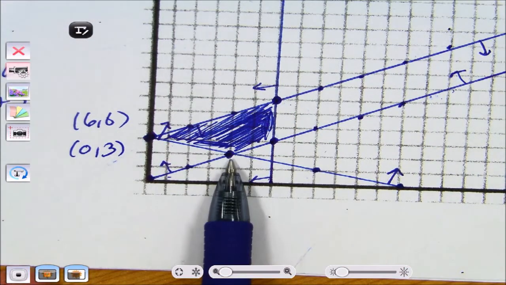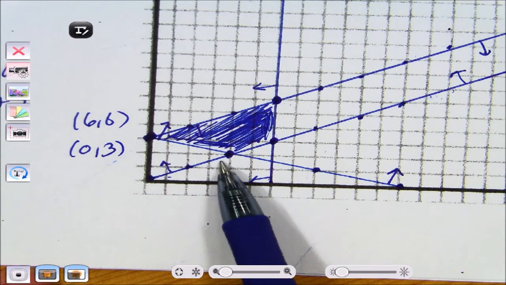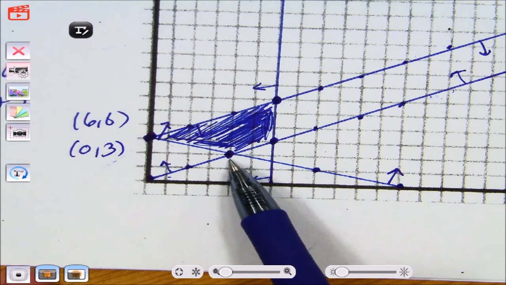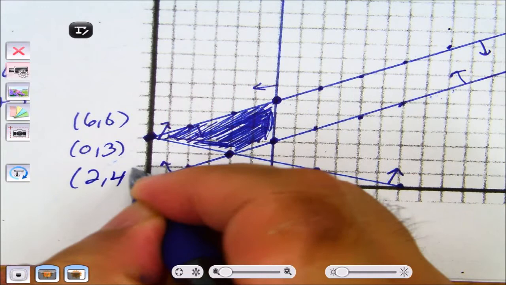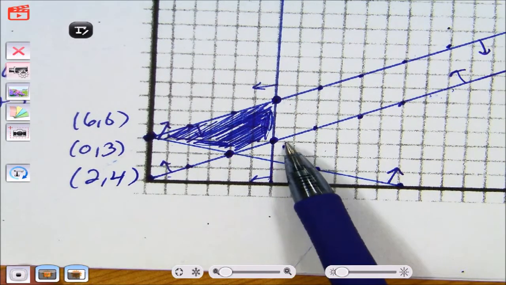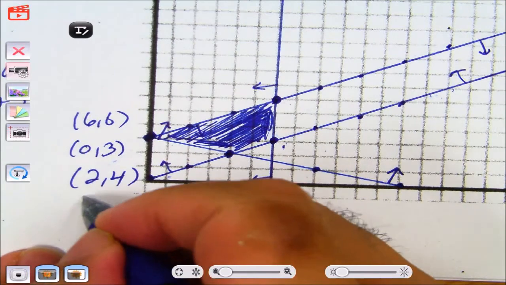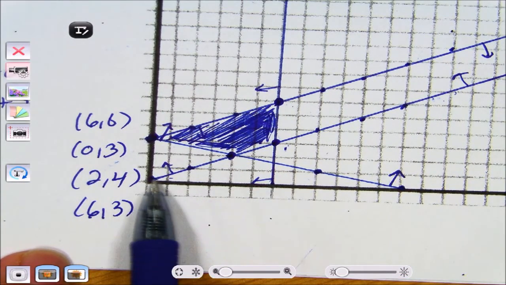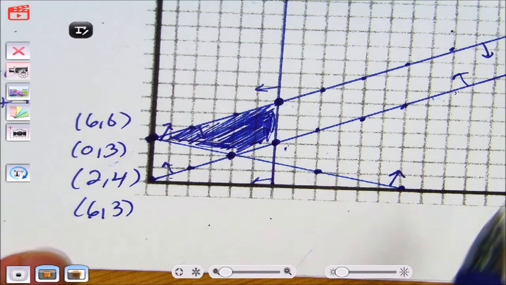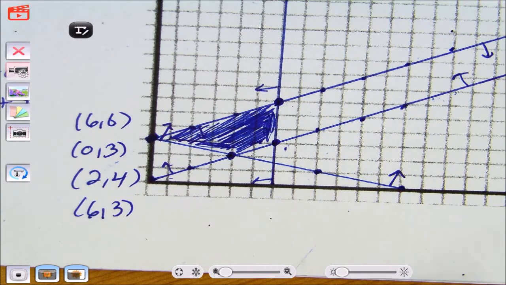What's this one? You're looking at your own paper because I know I'm blocking everything. 4, 2? No. 2, 4. Yeah. And what's this one? 6, 3. Remember, it's always the x first, the x direction, the horizontal direction first. Okay, so what do I do with those?